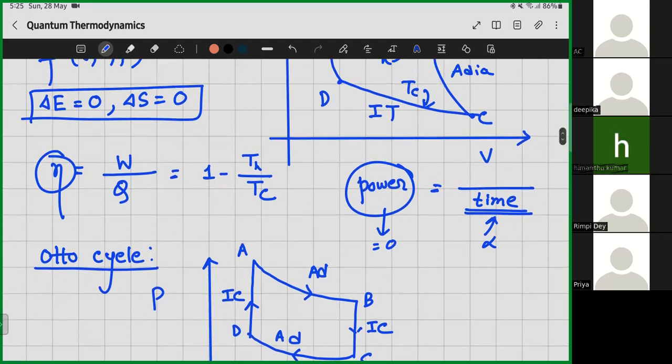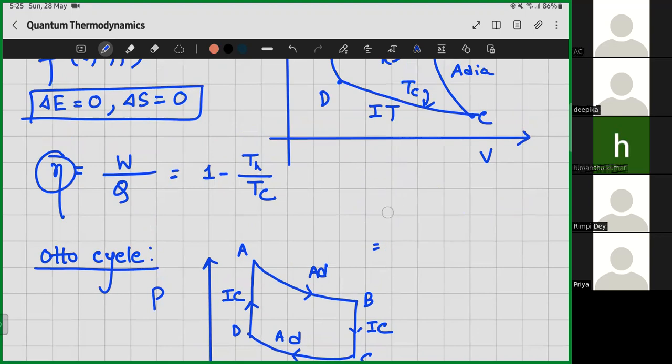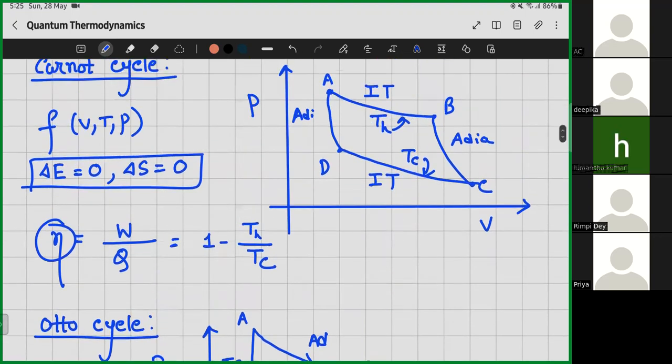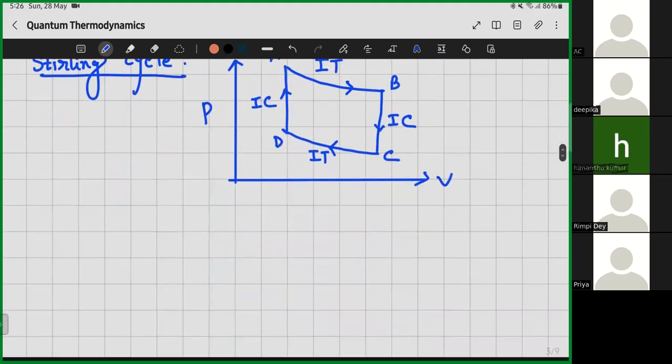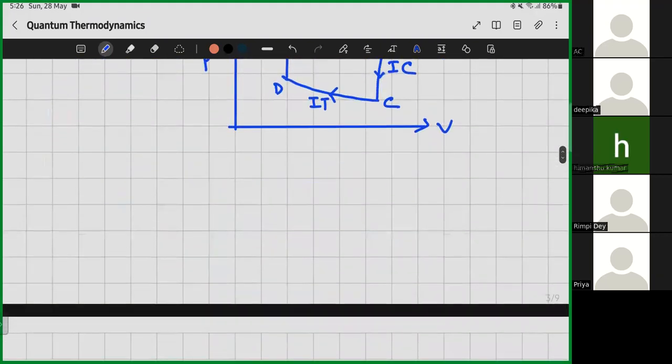We have to consider the irreversible process, which makes the time finite, and that is the finite time cycle, which deviates from these reversible cycles a little bit. Using that cycle, we can make some engines. For that, we use the Curzon-Ahlborn efficiency. I will discuss that later.